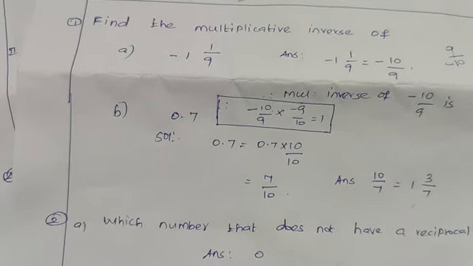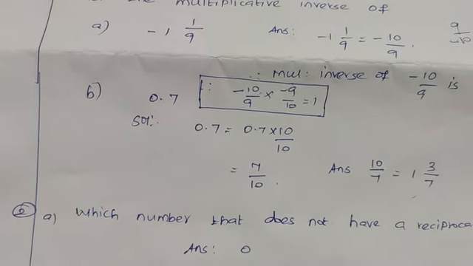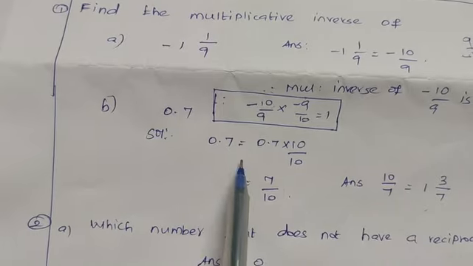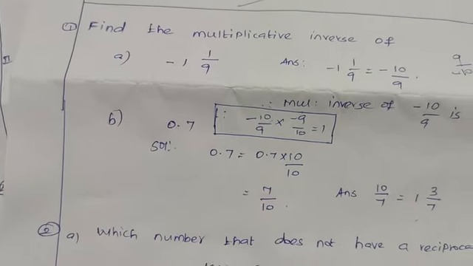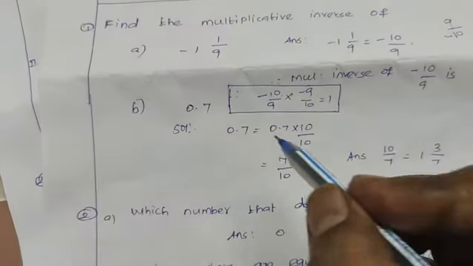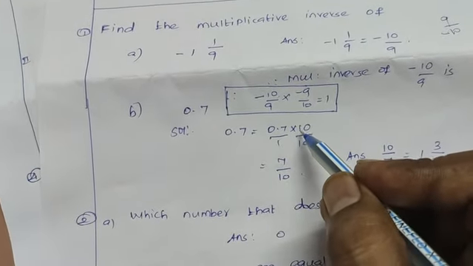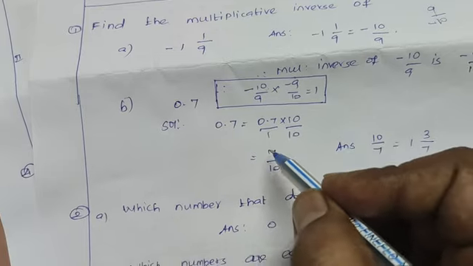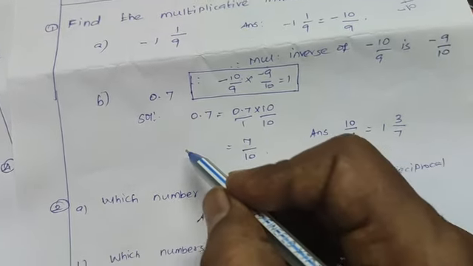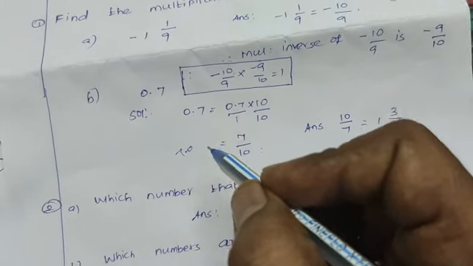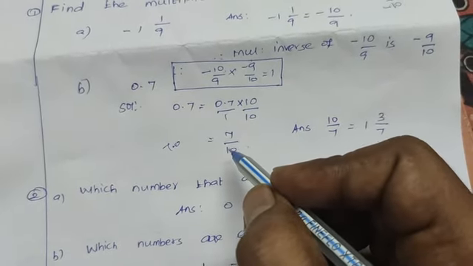Next problem, a decimal. You know how to write any decimal as a fraction. If you have the number 0.7, I can multiply by 10 in the numerator and the denominator. Why? Any number we can write as 0.7 divided by 1. Multiply 10 with 0.7, we get 7. So that is 70, and after that one decimal, 7.0 is 7. So 7 divided by 10.